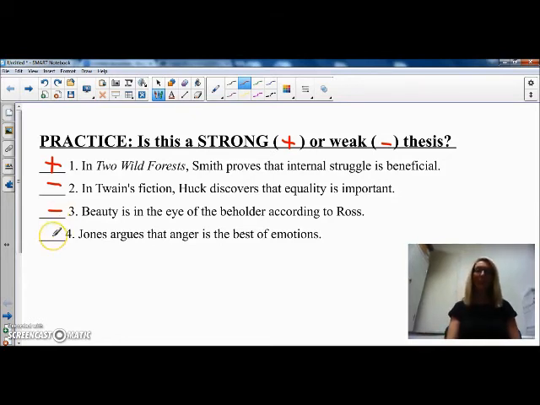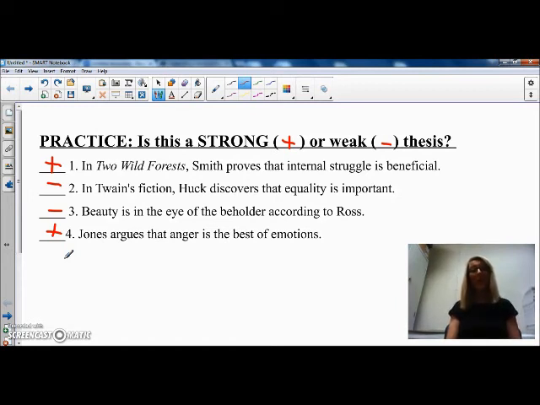Going on to the next one, Jones argues that anger is the best of emotions. Assume Jones is going to be our author. If you mark down that this was a plus, a strong thesis, you're right on the money. Even though it is very short, and we could add some small things if we really wanted to, right now we're focusing on the big ideas. And it is arguable. Not many of us would believe that anger is the best of emotions, but clearly, if it's arguable, it makes a really good thesis. Again, as long as their paper proves it with evidence from their book, they're in great shape.